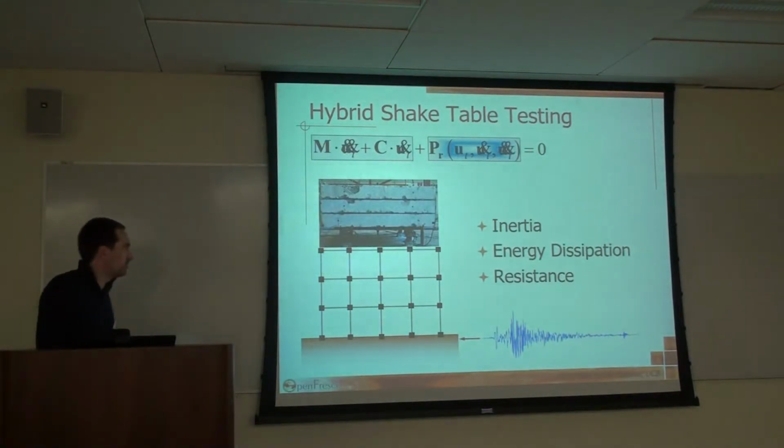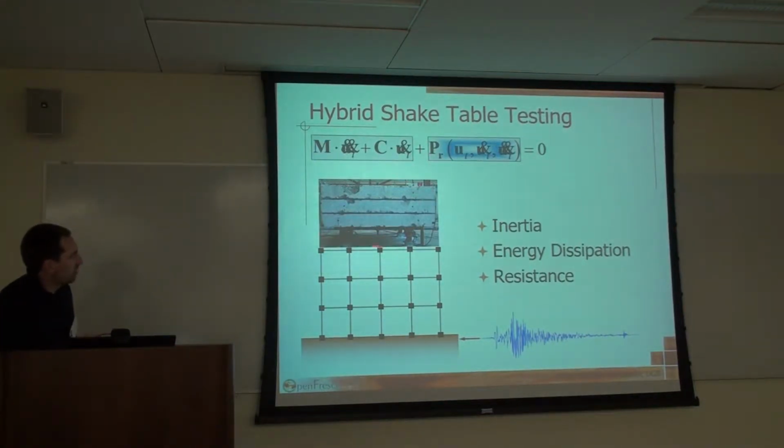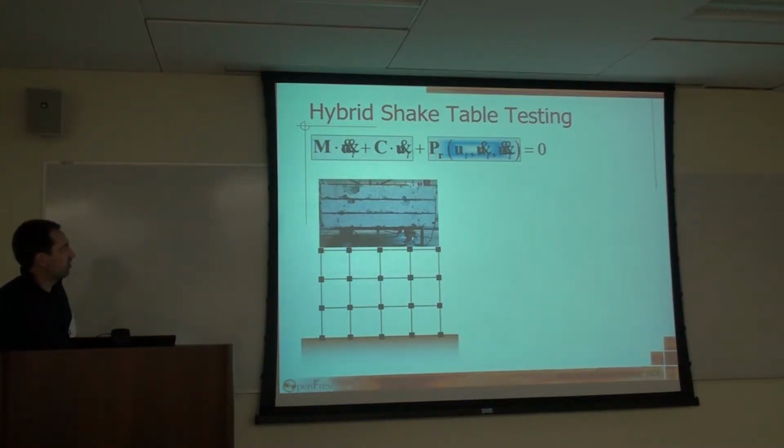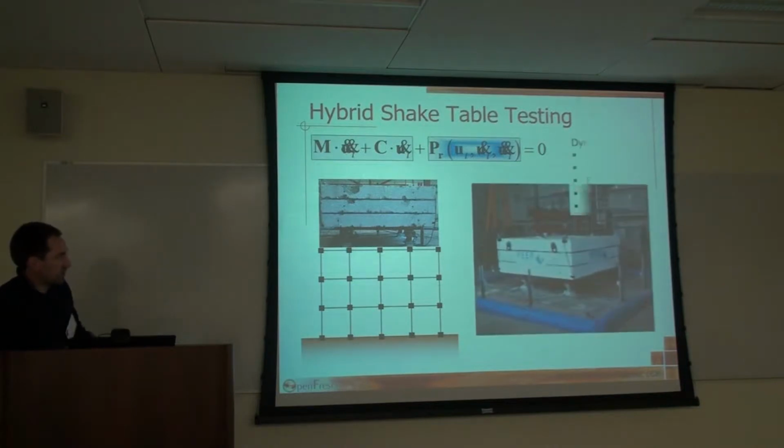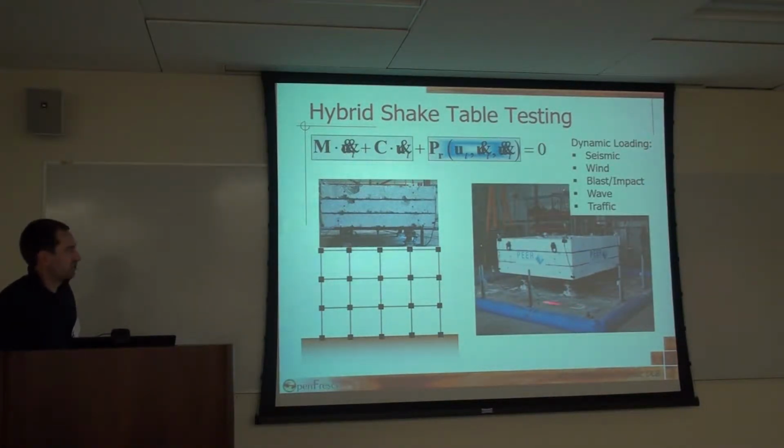Then we replace this top structure with our experiment sitting on our shake table in the laboratory. This is the PEER shake table next door that you saw yesterday during the lab tour. We put this on there, and then we run this hybrid shake table test.